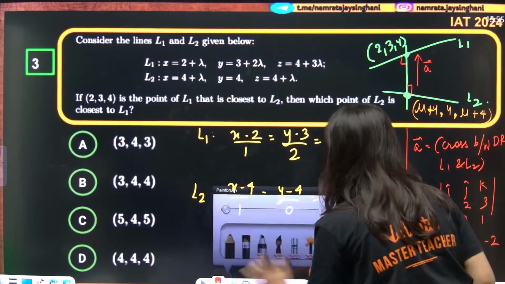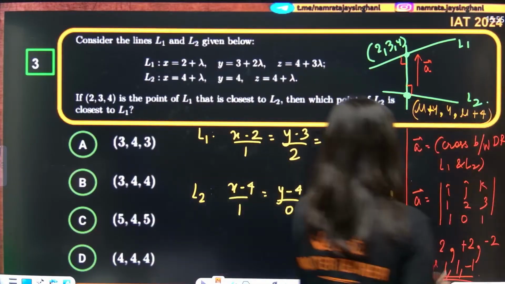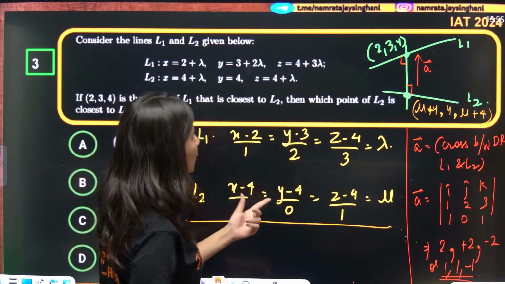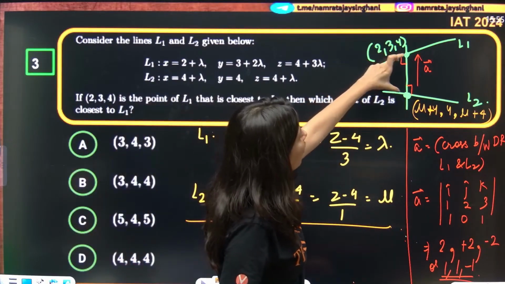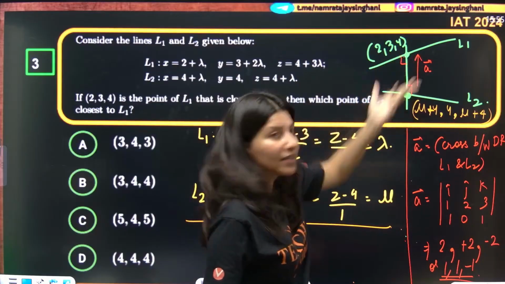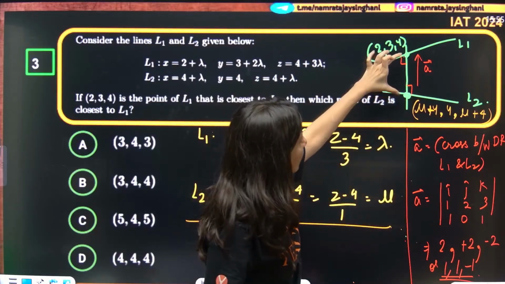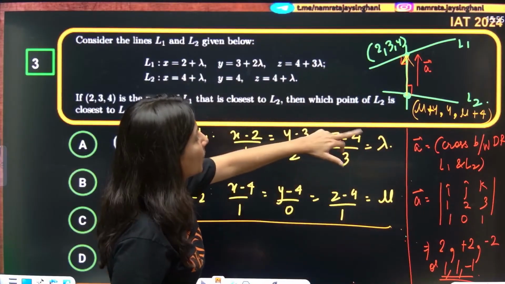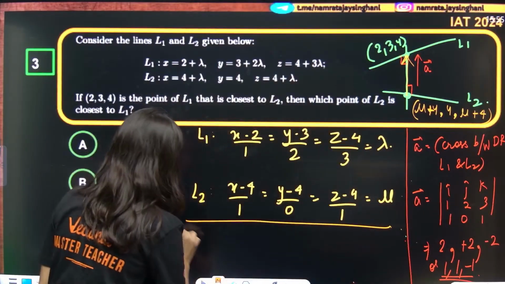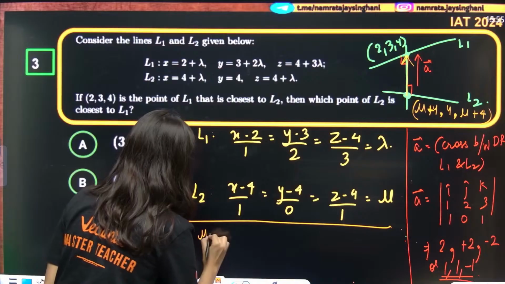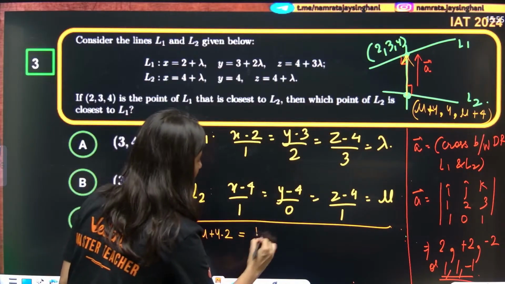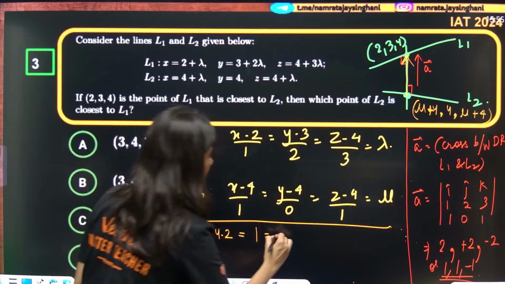Now (1, 1, minus 1) is going to be parallel to the vector formed by these two points. See, vector A is actually parallel to this particular vector. Yes or no? So, mu plus 4 minus 2, so mu plus 4 minus 2 is equal to 4 minus 3, 1, is equal to mu plus 4 minus 4.